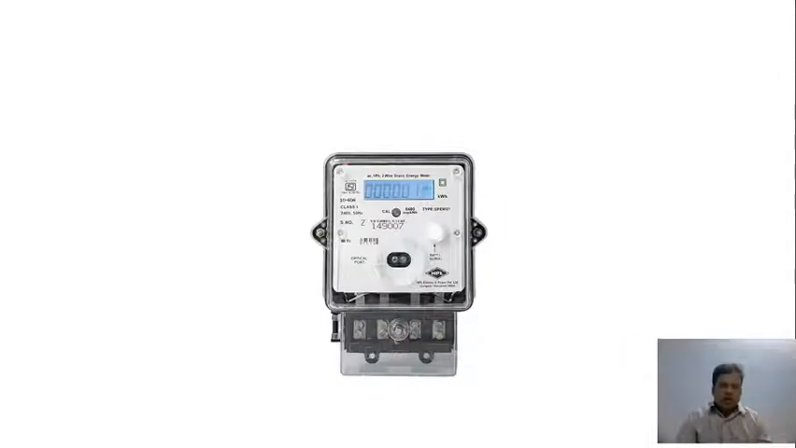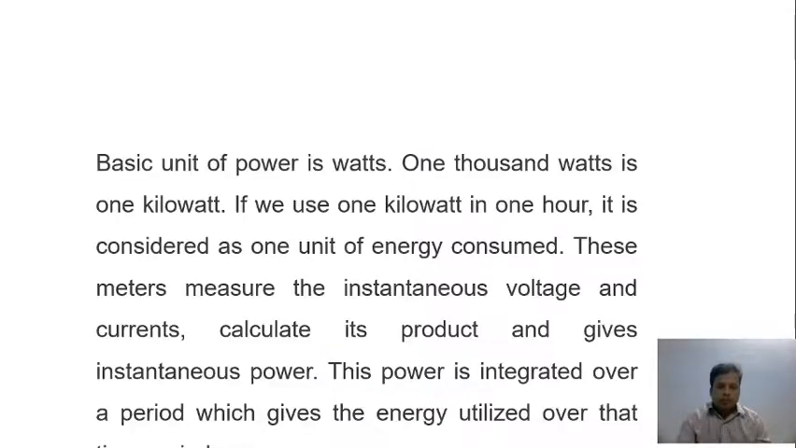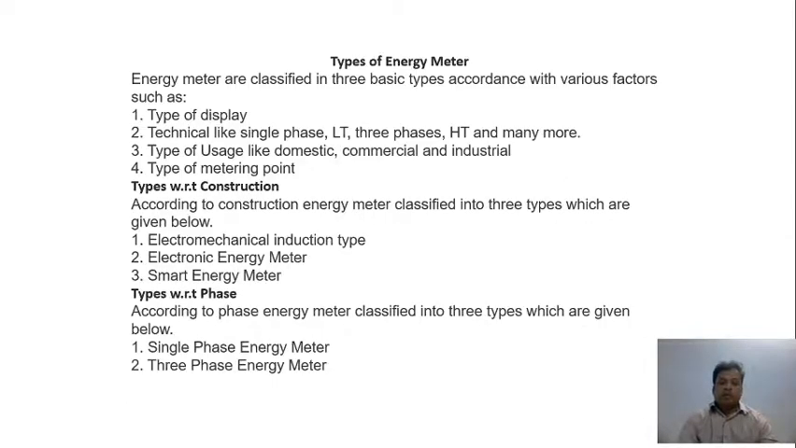This is one type of energy meter which has a digital display. The basic unit of power is watts. 1000 watts is 1 kilowatt. If we use 1 kilowatt in 1 hour, it is considered as 1 unit of energy consumed. These meters measure the instantaneous voltage and current and calculate their product, which gives instantaneous power. This power is integrated over a period, which gives the energy utilized over that period.